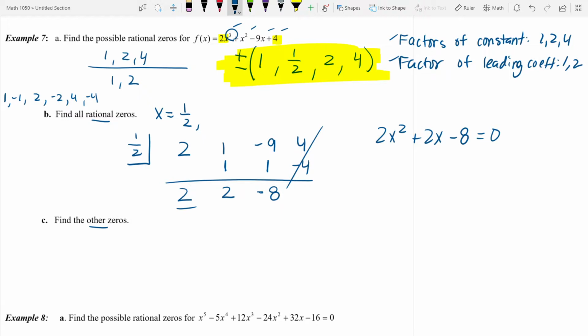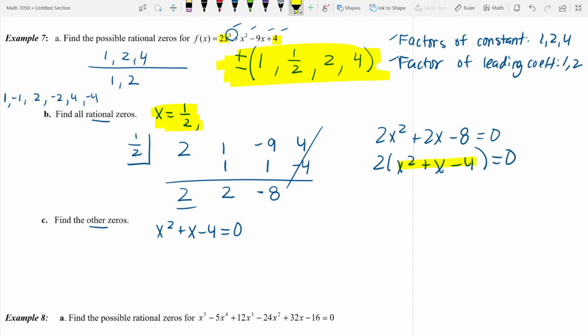What would you do right here? Everybody tell me. Take out a 2. When you take out a 2, you're left with x to the second plus x minus 4 equals 0. Everybody stop. Does this guy right here factor? Talk to me. No. So that's got to be an other 0. So right here, everybody go x to the second plus x minus 4 equals 0. So the answer to part B is x equals 1/2.